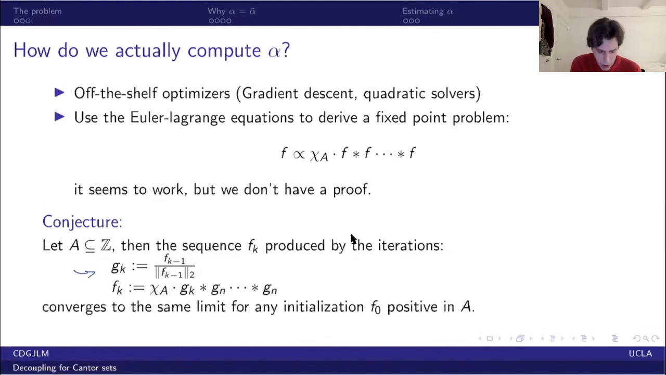So we conjecture that this method works. And that there is a fixed point method that converges to extremizers of the decoupling constant for Cantor sets. And of course, this type of method can also be applied to more general scenarios like moment curves and so on. So we conjecture that this is true, and we'd like to get some feedback if anyone has any idea about how to prove something like this.